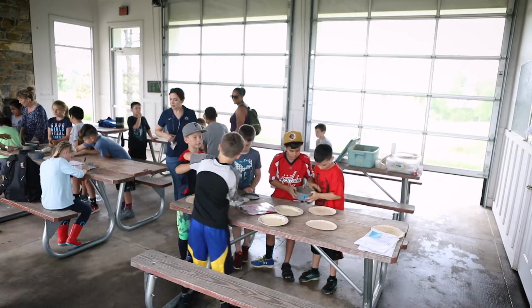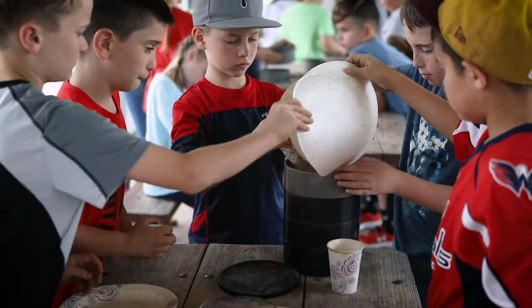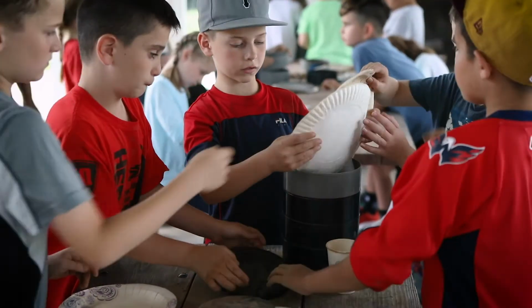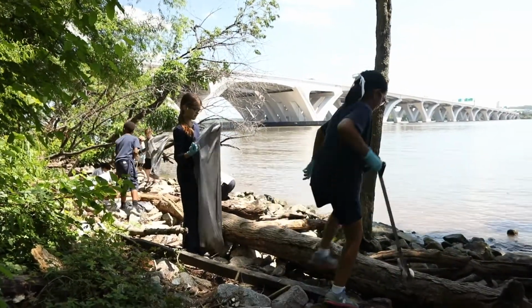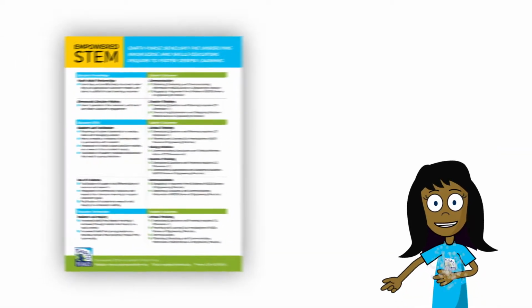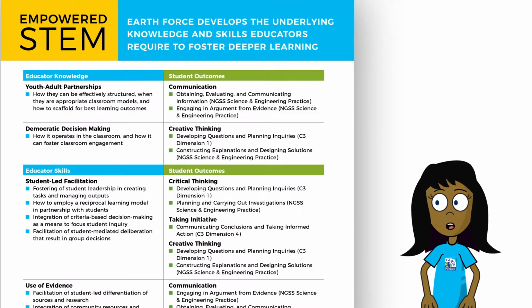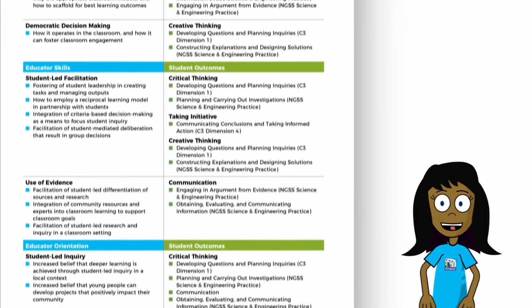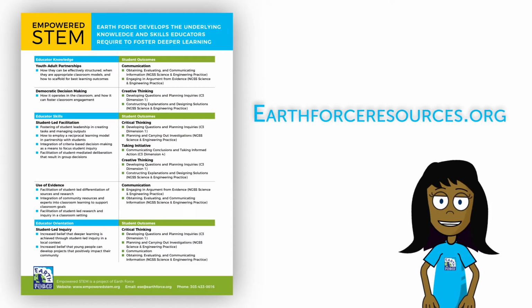Step 1 establishes the foundation of Earth Force by defining community, investigating that community, and determining the root causes of concerns you find. This sets the stage to choose an environmental issue and address it with a civic action project. Our process is designed to meet national standards like NGSS, C3, and the 21st Century Skills. For more information, look online at earthforceresources.org.